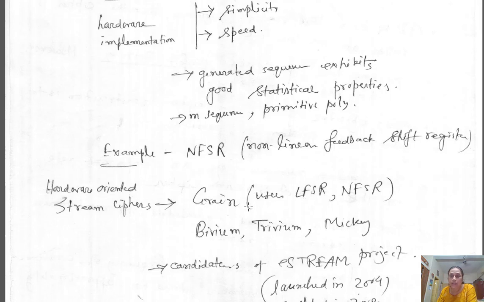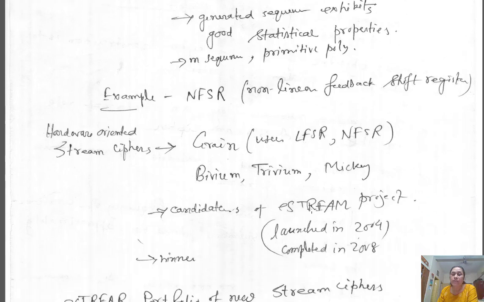There is Grain, which uses LFSR and also NFSR. Using only LFSR will not give you a good cipher, because it uses a linear relation. To get a good stream cipher, we need both linear and non-linear properties. So Grain is one stream cipher that uses both LFSR and NFSR, and it is hardware based. There are also Trivium and Mickey. There are several stream ciphers. We are not going to discuss all of these.